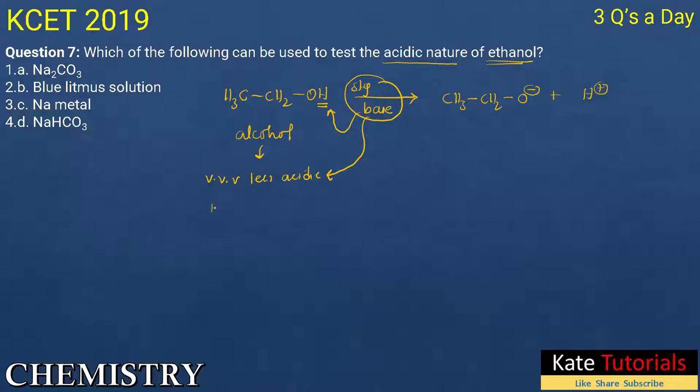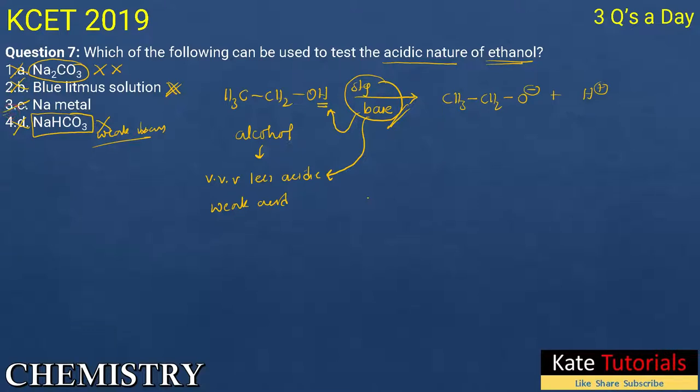Very less acidic means it is a weak acid. So to remove this H from a weak acid, we should add a strong base. And we know that Na2CO3, sodium carbonate, is a mild base, means weak base. But we need a strong base, so this is not the answer. Blue litmus solution is also a very weak base and it is an indicator, so this is also not the option. Sodium bicarbonate is a very mild, weak base. It is used in the kitchen as baking soda, so this is also not the answer. D is not the answer, A is not the answer, B is not the answer.